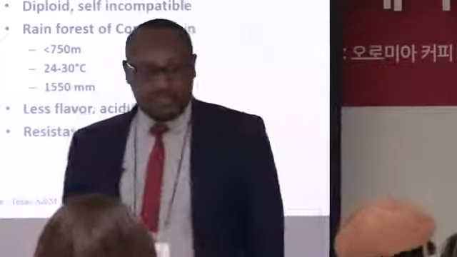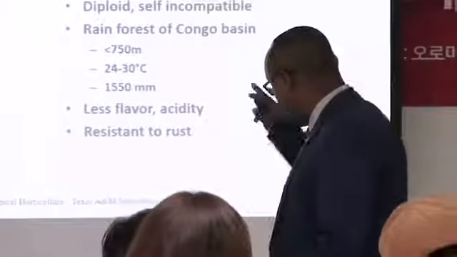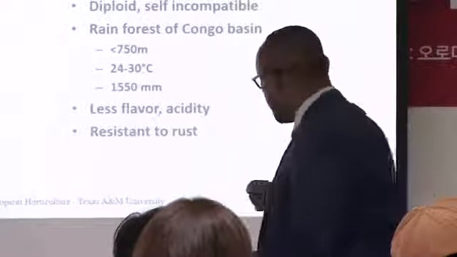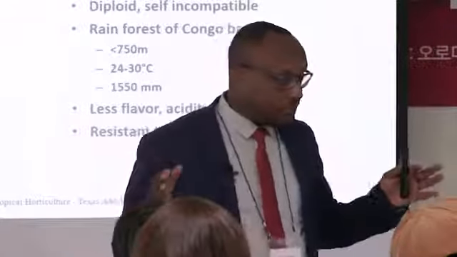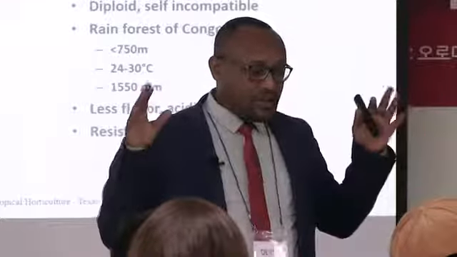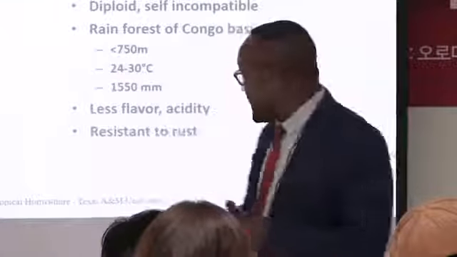The elevation is less than 750 meters above sea level, and a temperature of 24 up to 30 degrees centigrade is considered the optimum temperature for producing Robusta. Robusta is mostly produced where 24 up to 30 degrees centigrade is the rated temperature.